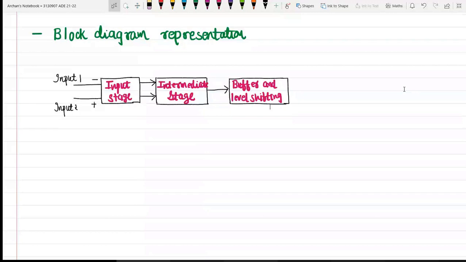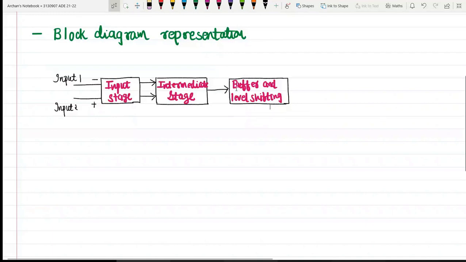Hence, before the output stage, it is necessary to bring such a high DC voltage level to 0 volts with respect to ground. Okay, and what does this level shifter stage bring? It brings the DC level down to the ground potential when no signal is applied at the input terminals. Then this signal is given to the last stage, which is the output stage.